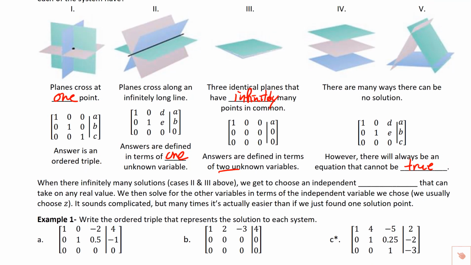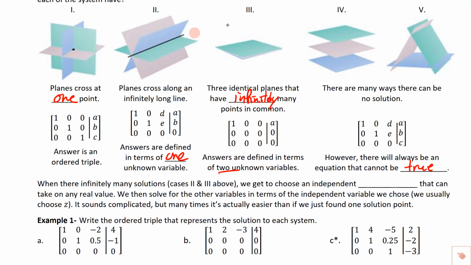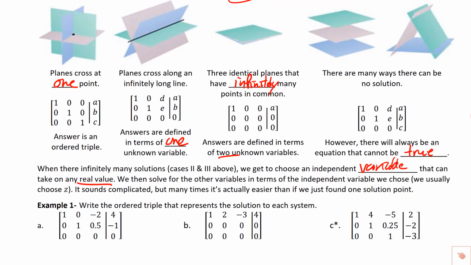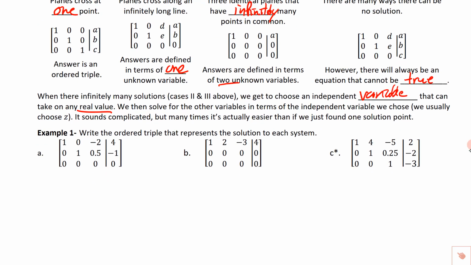So when there are infinitely many answers, as there are in case 2 and 3 above, so these guys right here, we get to choose an independent variable that can take on any real value. So we're just going to say whatever the variable is that we choose. We're usually going to choose z. And then we're going to write the other ones in terms of that particular variable. And it sounds complicated, but it's actually pretty easy.